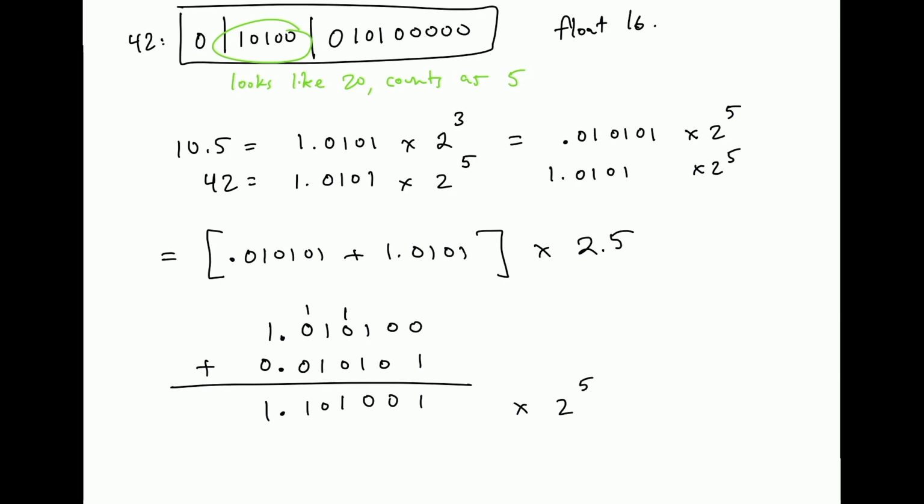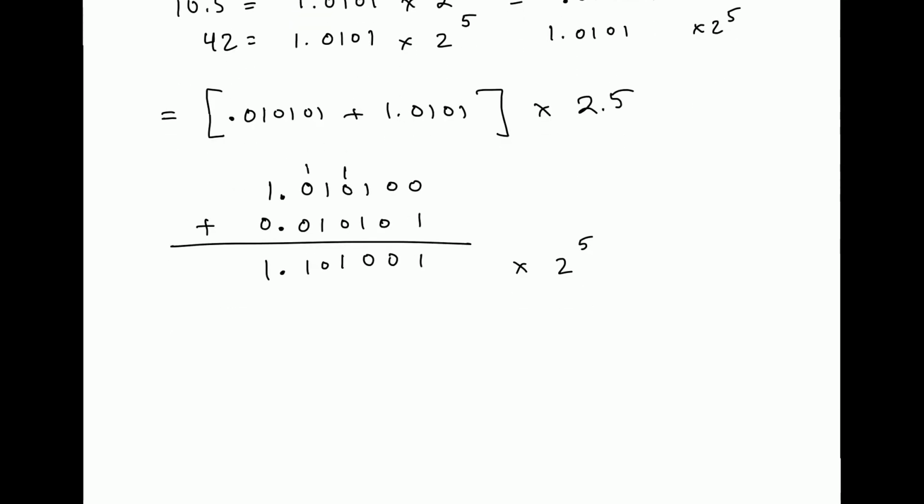Okay, so there's my answer. My answer is, the number is 0 for the sign bit. What's my exponent? 5, which, what do I encode that as? 20, which would be a 16, no 8s, a 4, no 2s, and no 1s.